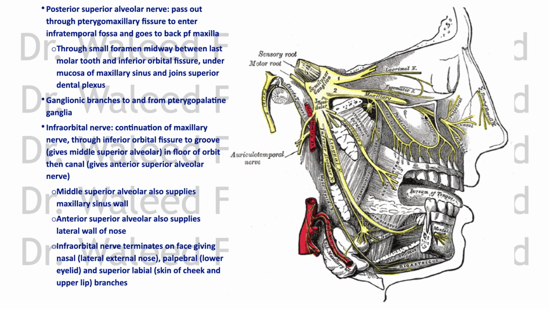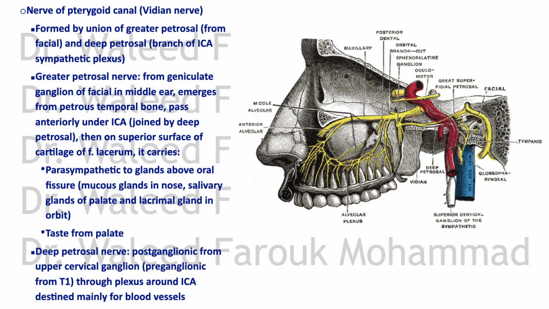Now, in the canal, it gave the anterior superior alveolar. Okay, anterior superior and middle superior alveolar to complete the supply of the whole set of the upper jaw teeth, and ended up by supplying palpebral branches to the lower eyelid, nasal branches to the nose, superior labial branches to the upper lip. This is the course of the infraorbital nerve.